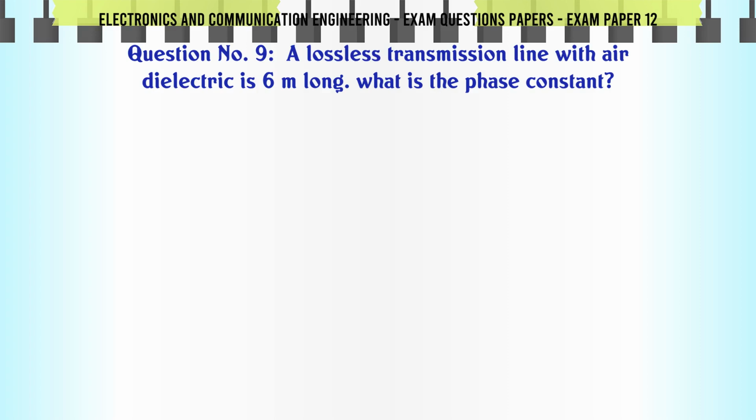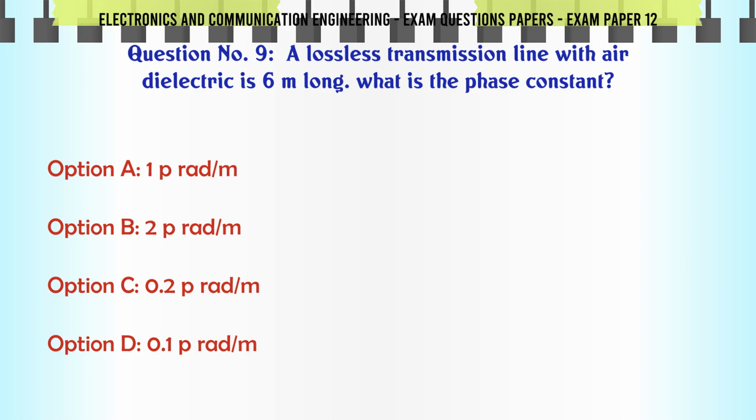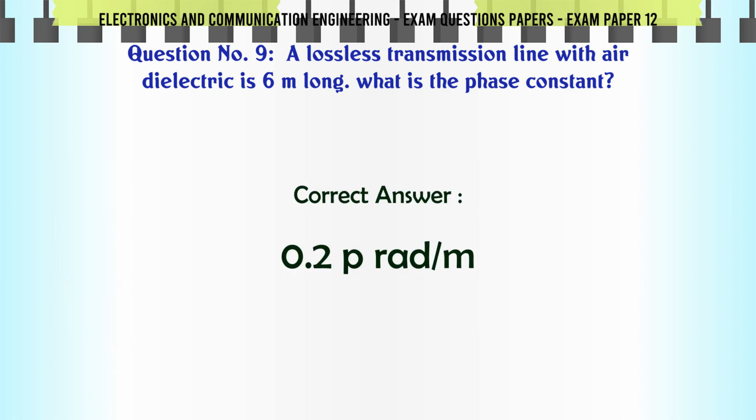A lossless transmission line with air dielectric is 6 m long. What is the phase constant? A 1 p rad m, B 2 p rad m, C 0.2 p rad m, D 0.1 p rad m. The correct answer is 0.2 p rad m.